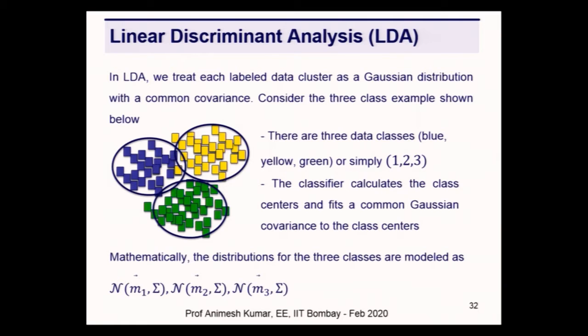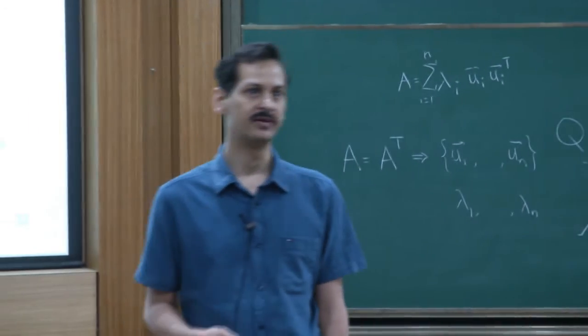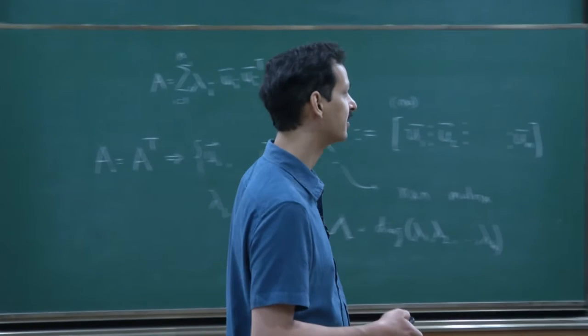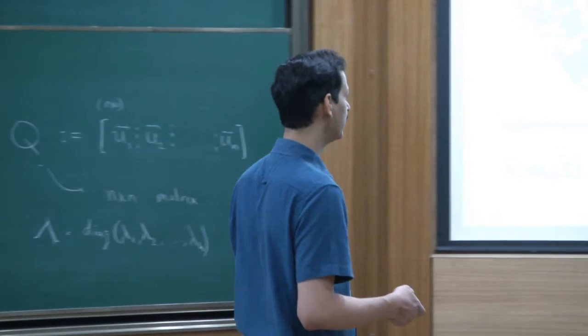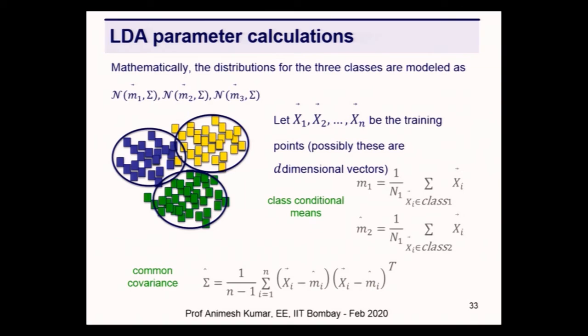So how will LDA work? Once again, the key difference between classical statistics and machine learning is that the values of m1, m2, m3 and sigma are not given to you. That's the main difference, and that's why it's data driven. So how do we get around this? That's where the training samples are useful.